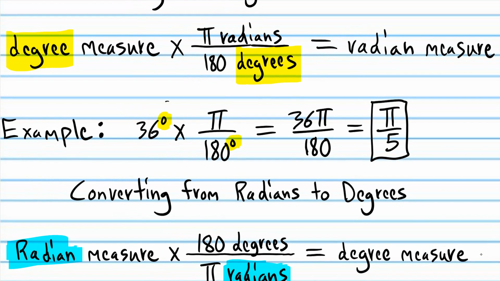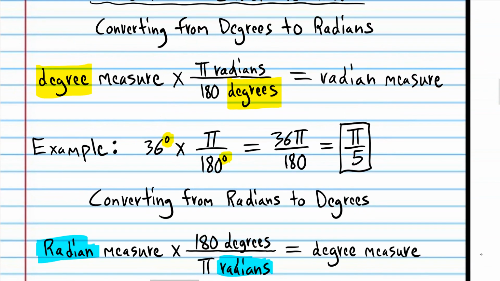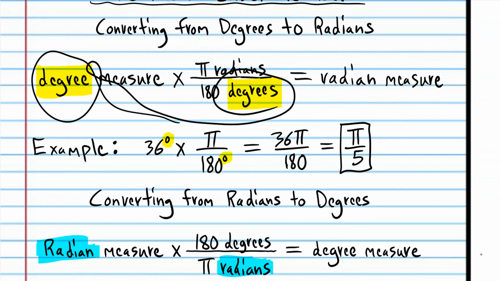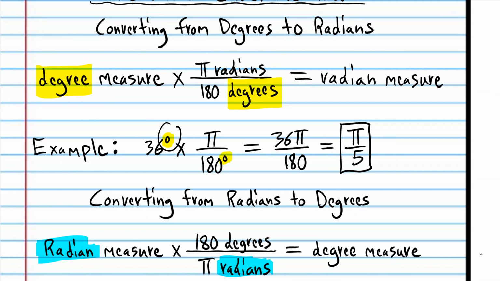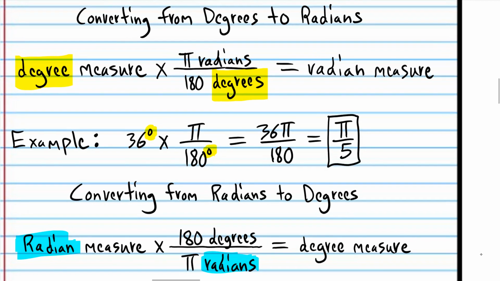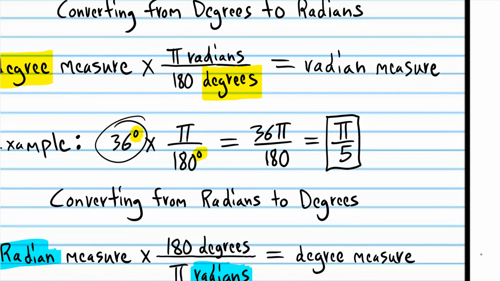But you are required to write the degree symbol. And so you don't have to spell it out like you see here. Obviously that would be kind of tedious. So we just write the degree symbol. And notice that the degrees cancel out. Those units cancel out. And so we multiply 36 by pi over 180.